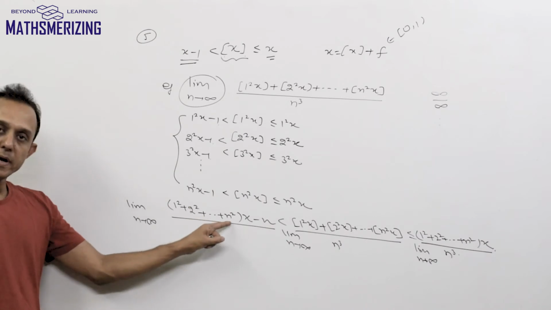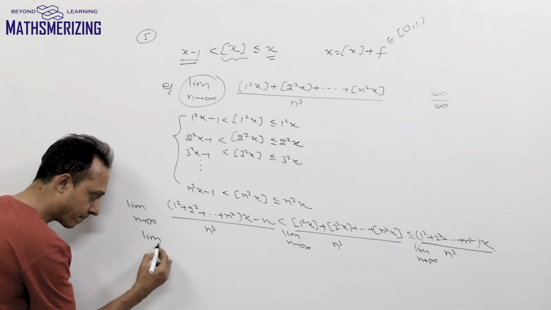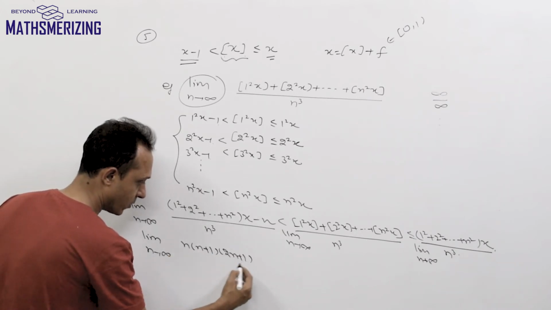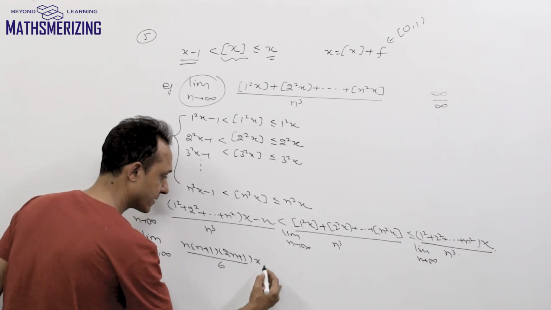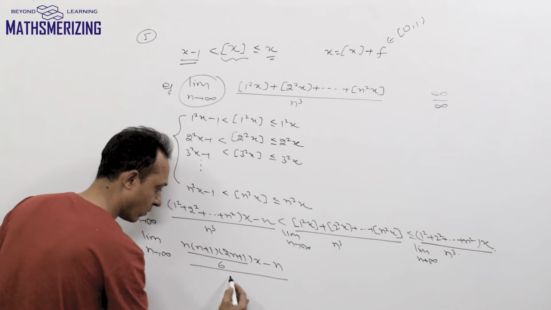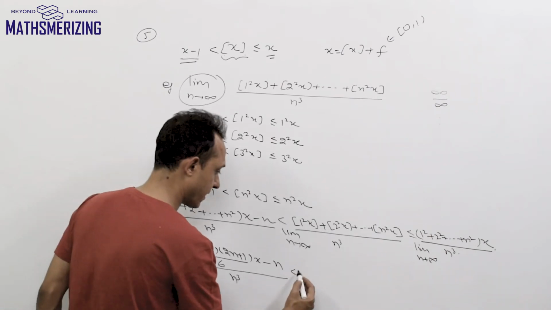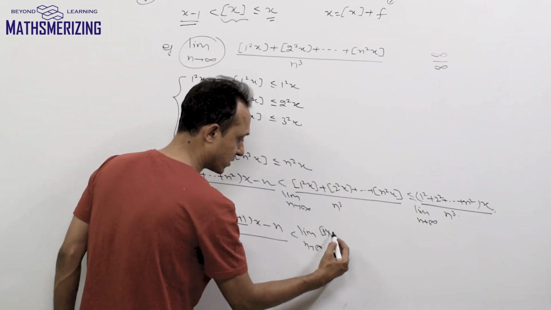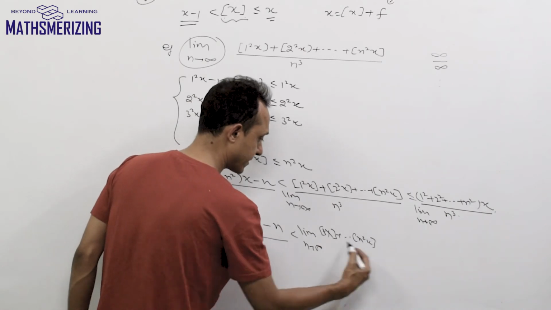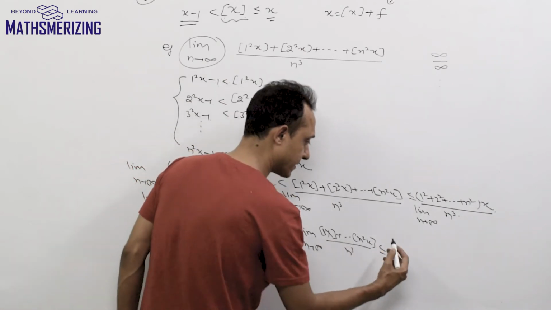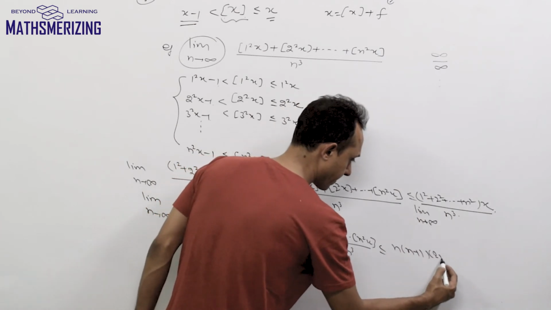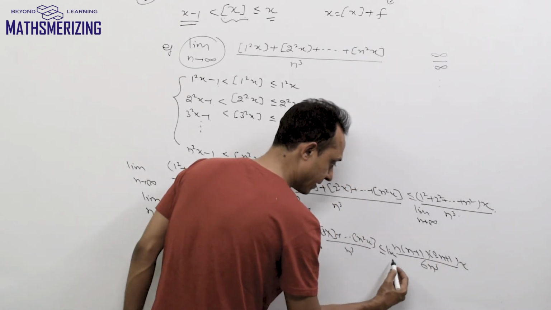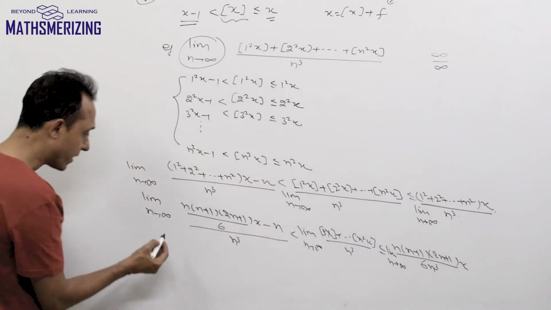Now 1 square plus 2 square up to n square, this is nothing but limit n tends to infinity of n into n plus 1 into 2n plus 1 by 6, into x, and then minus n, whole divided by n cube. I'm not going to solve this limit. So I'll simply write the middle expression as the greatest integer function of 1 square x up to n square x upon n cube, and this is again n into n plus 1 into 2n plus 1 by 6 n cube, into x, and this is limit n tends to infinity. Now it's an infinite limit.